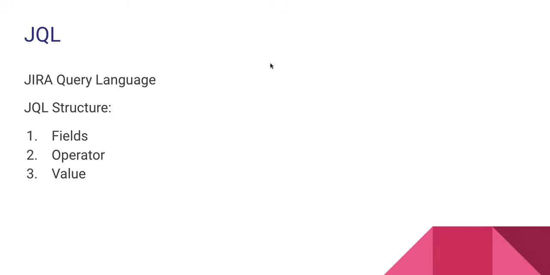So for JQL structure, we need three options. Whenever we are trying to search anything, we basically need three options. One is the field, based on what field we are looking for, then which kind of operator, like or, and, or equal, and then the value. Let's say for example we are looking for an assignee, so the field will be assignee, then the operator will be equal to, and then the value will be the assignee person name. Let's say that we are looking for assignee equal to current user, so that will be a JQL.